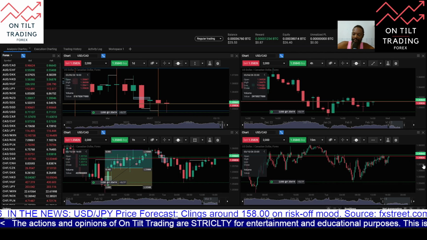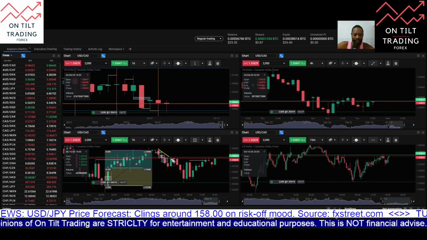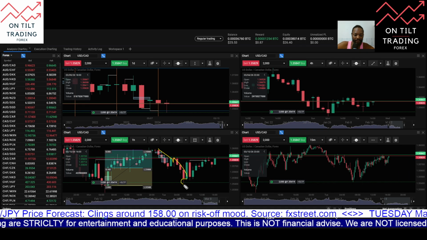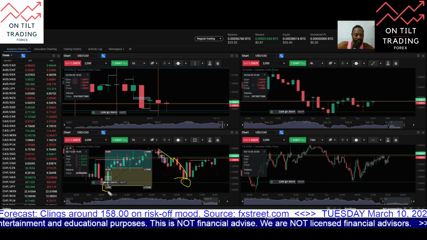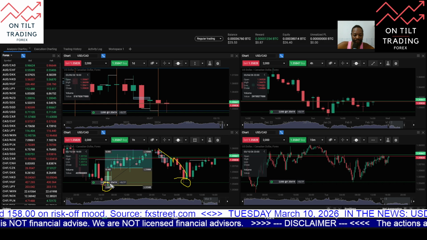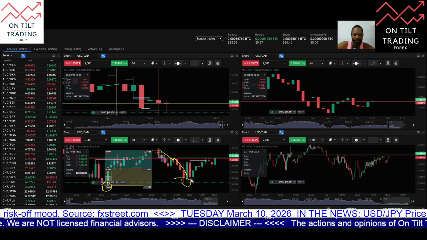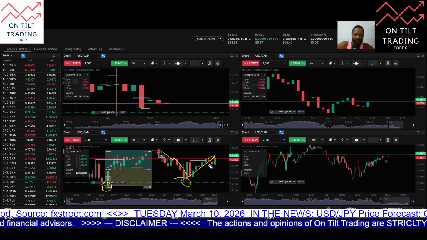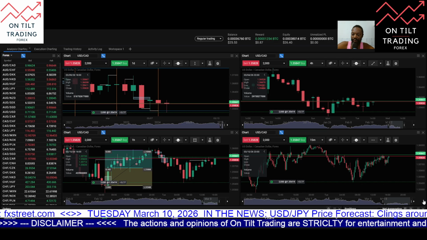And then you can see in this shift here to the sell side, price comes back to test this candle right here, and price does reach this candle, but on the bid, not on the offer. And now price has redelivered here to the buy side.